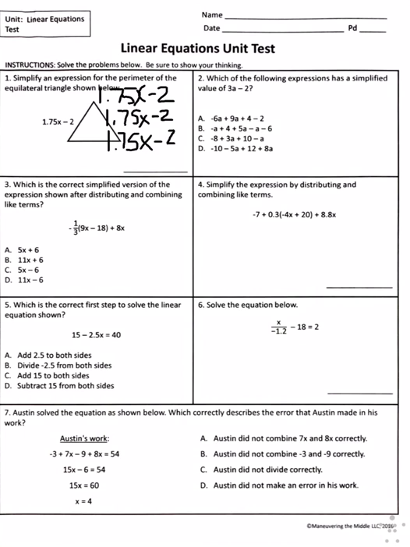So 1.75 3 times is 5.25. And negative 2, and negative 2, and negative 2 make negative 6. 5.25x minus 6. Number 2, which of the following expressions has a simplified value of 3a minus 2?